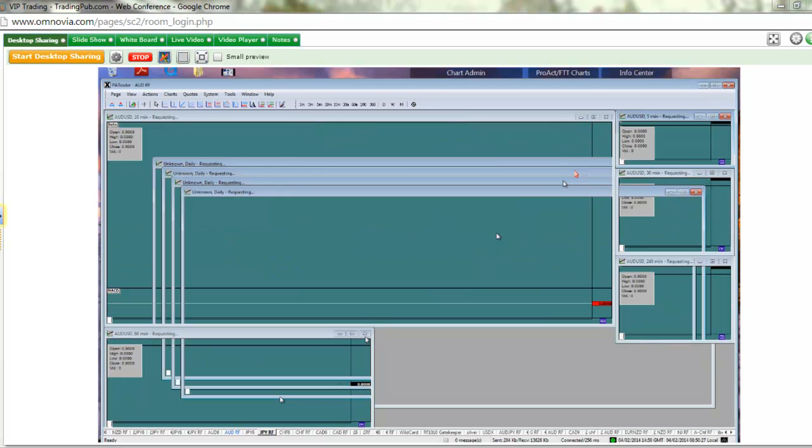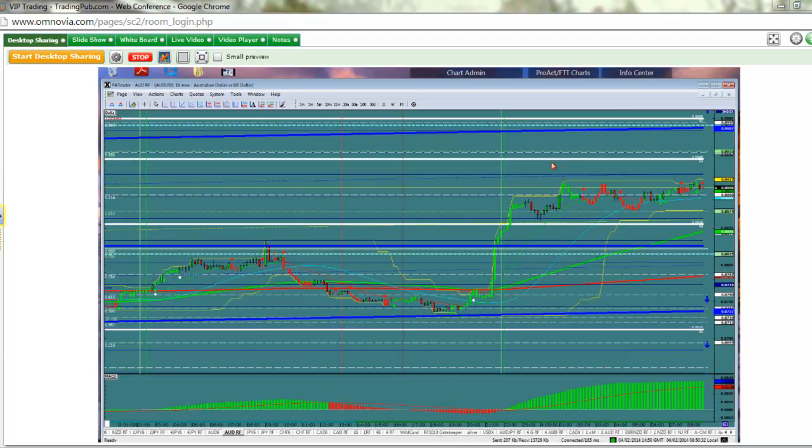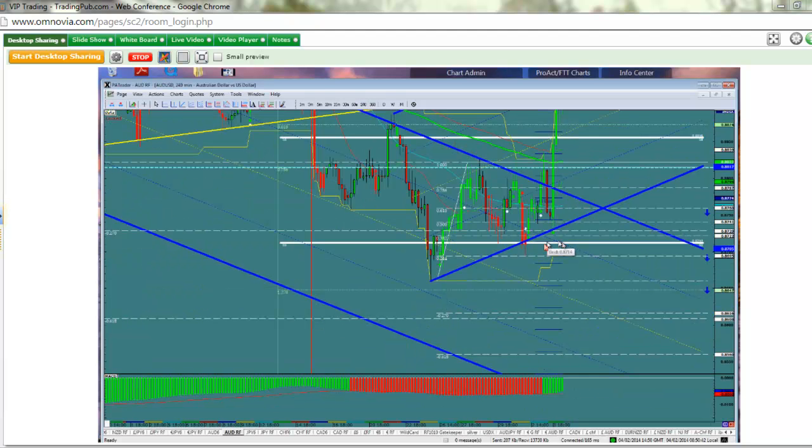So over to the Aussie. Aussie reversed last night on the RBA announcement that they are going to taper off. They're evidently watching Mr. Bernanke and seeing how he runs. Well, we took it up here. We were looking for the breakout to the downside here.